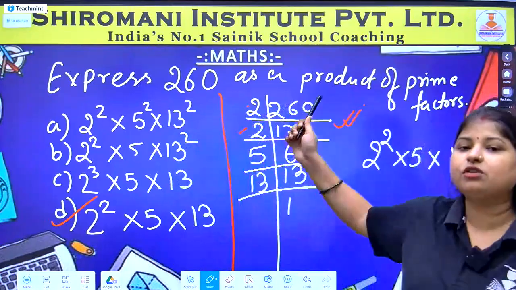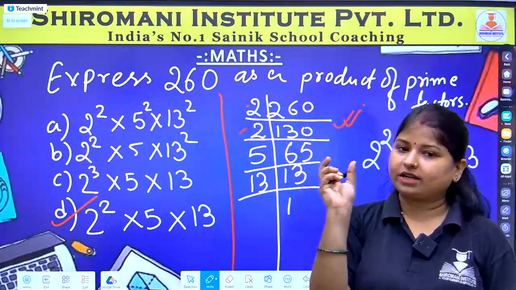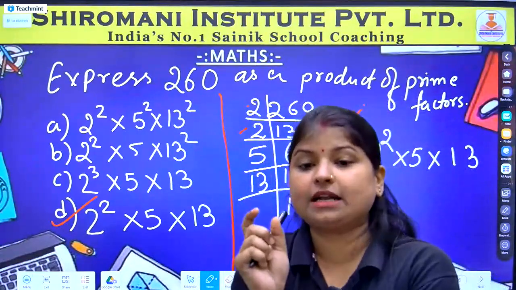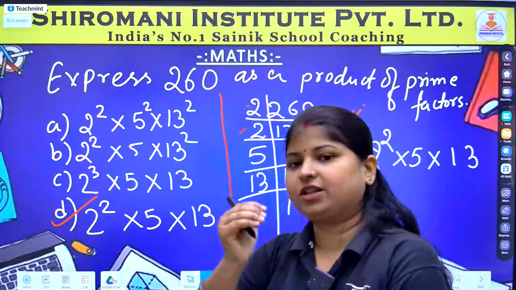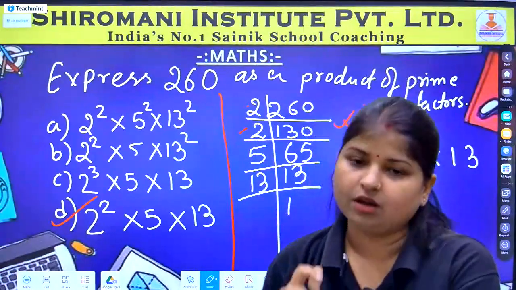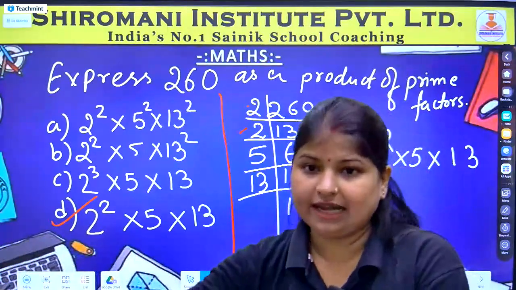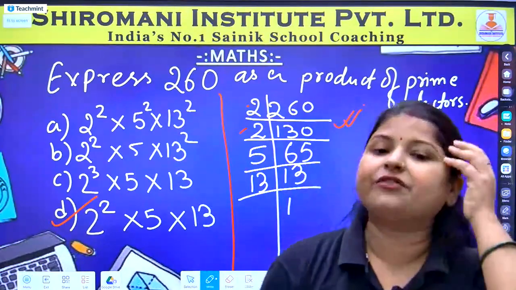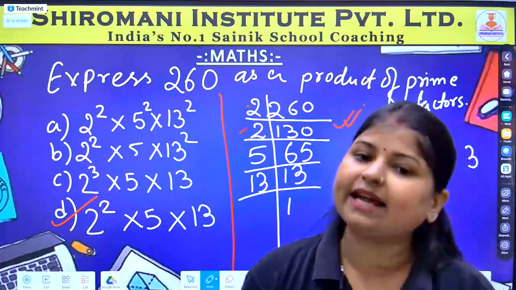Beta, for this you have to use your brain. Whatever number has been given to you, you must see whether that number is divisible by 2 or not. If not divisible by 2, then go for 3. If not divisible by 3, then go for the next prime number, that is 5. Prime numbers we know: 2, 3, 5, 7, 11. So you have to go for the prime numbers. If they are not divisible by the smallest one, go for the next one. Then again the next one.